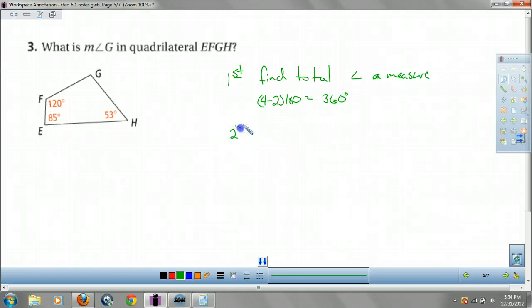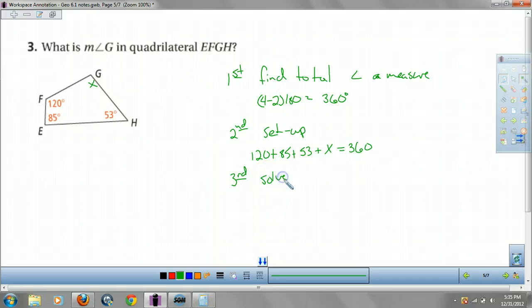Next, we're going to find that missing angle, or set up our equation. We'll call it setup. We're going to call this beast x. We're going to do our 120 plus 85 plus 53 plus x equals 360. Third, solve. So I actually have 258 plus x equals 360. So x equals 102 degrees. Easy peasy lemon squeezy. Done.